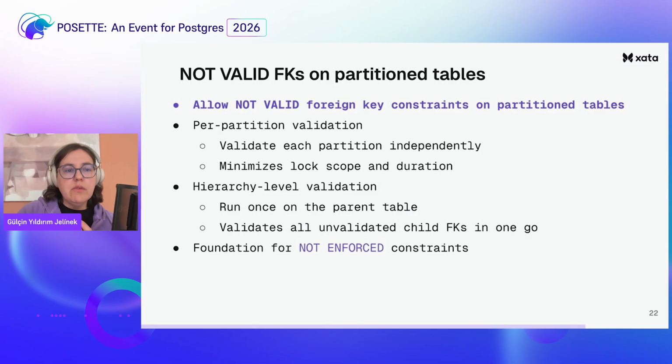So it avoids locking the whole table. Now you can just choose and do validation one by one. But if you want, of course, you can still have the same behavior. You can run it once on the parent table, and that will validate all the child foreign keys in one go. And of course, once you have not valid, you can also do not enforced.